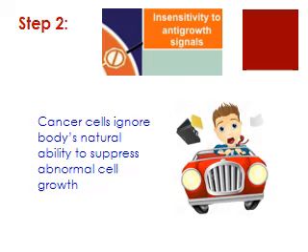Step 2 is insensitivity to anti-growth signals. So cancer cells can ignore the body's natural ability to suppress abnormal cell growth. Whereas a normal cell will put the brakes on abnormal cell growth, cancer cells don't, and it's like the brakes don't function and the cells just keep growing.